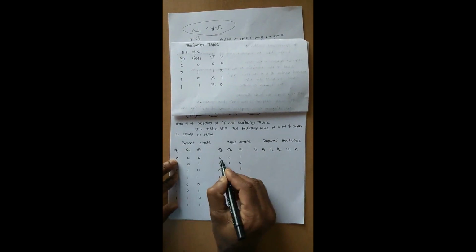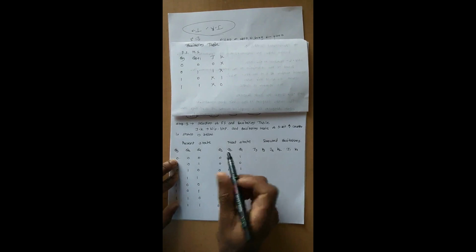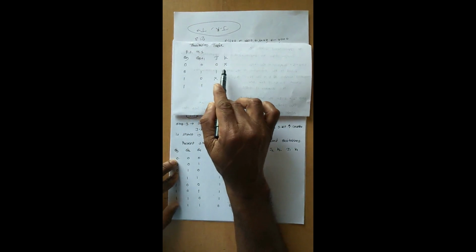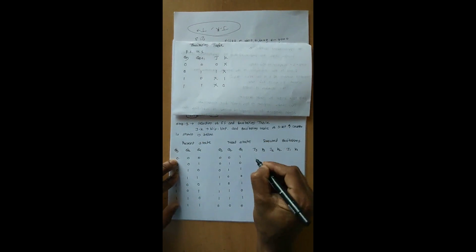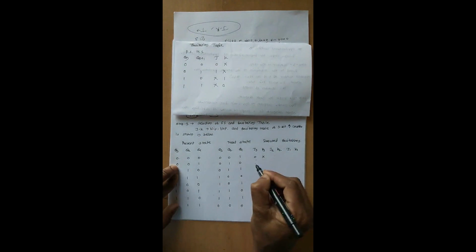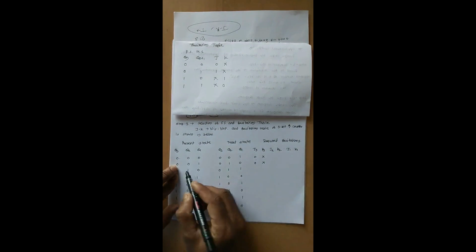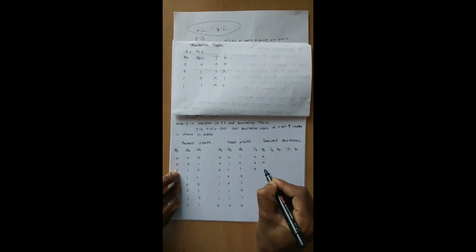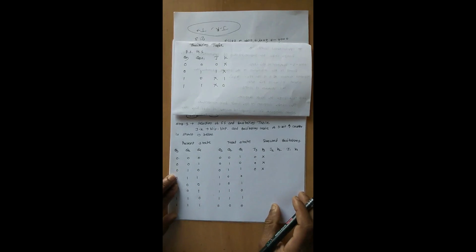Both are 00, that is, Q3 present state as well as Q3 next state are 00. When present state and next state are 00, then J and K are 0x. So this condition will be 0x. Then next, again both are 00, so those are 0x. Then both are 00, so we can represent it with 0x. X is nothing but a don't care condition.